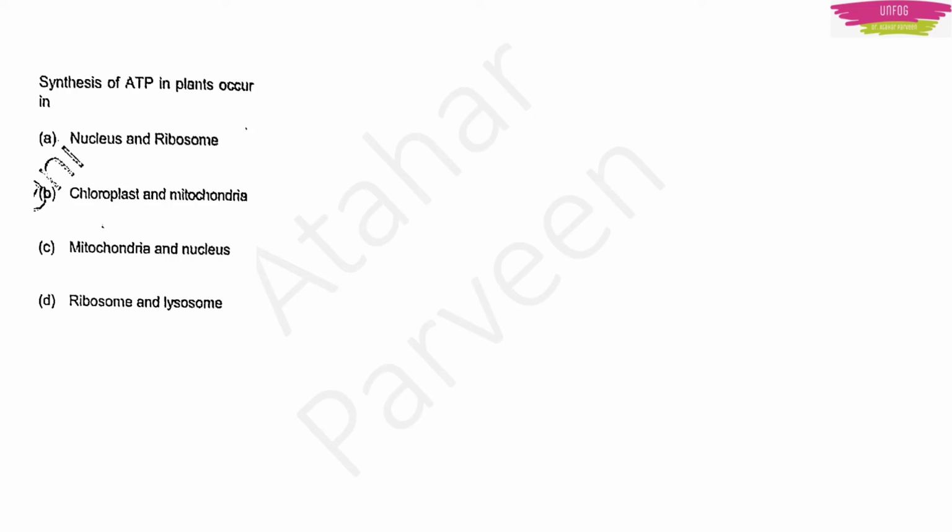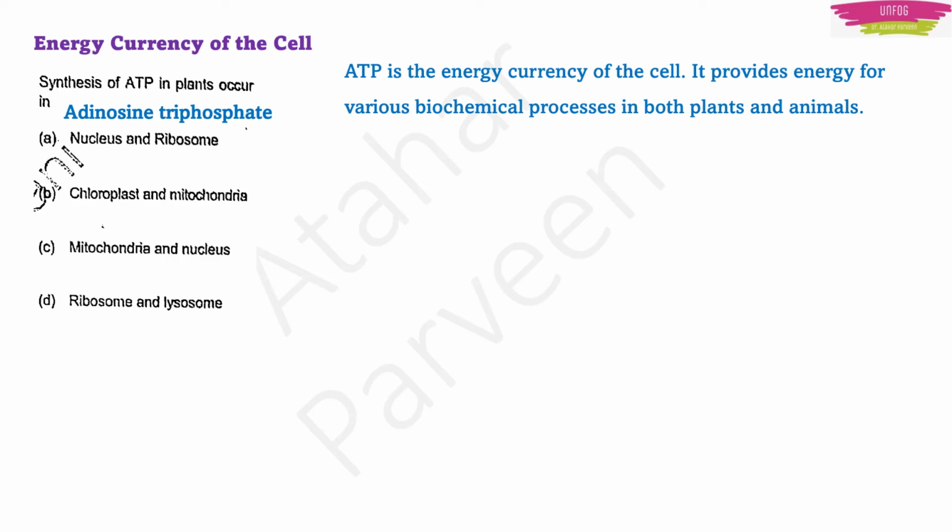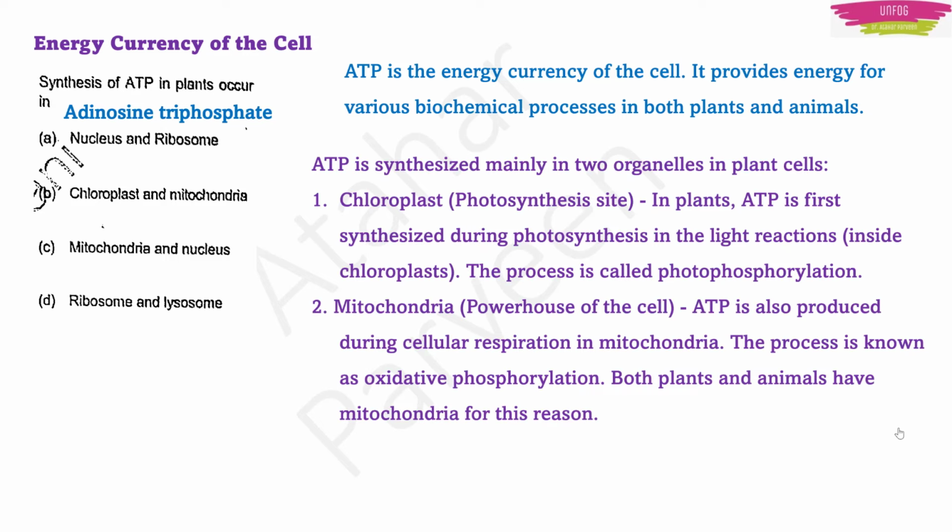So what you have to understand here first is, what is ATP? Adenosine triphosphate. It's actually the energy currency of the cell. It provides energy for various types of biochemical processes. It is there in plants and also in animals. And what is the actual story of ATP? It is synthesized mainly in 2 organelles in plant cells. One is the chloroplast and the other organelle is the mitochondria.